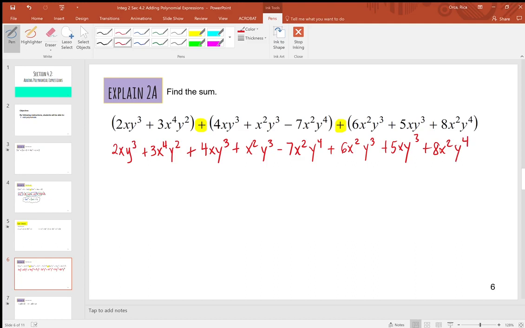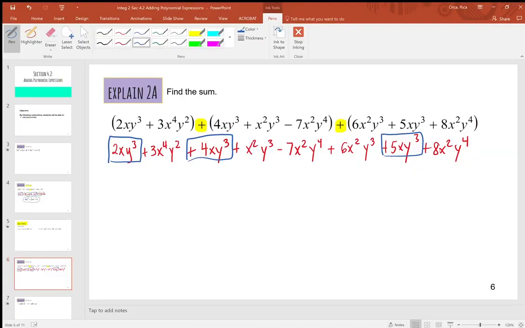Okay, now that we've rewritten the problem, let's go ahead and figure out which ones are like terms. Because we have two variables, writing our answer in standard form doesn't really matter in this case. Okay, so let's start off with the 2xy to the third. I need to find another term that has x and y to the third. So that next term is 4xy to the third. Okay, and then another one would be the 5xy to the third. And that's all I can find.